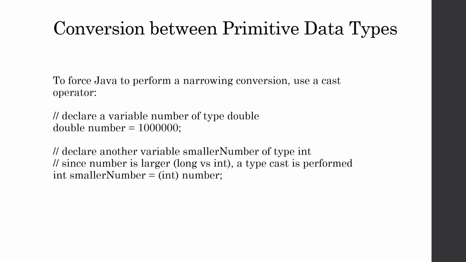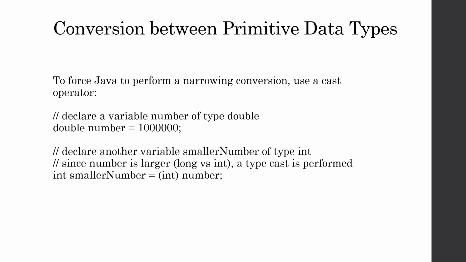So we can actually force Java to perform a narrowing conversion. In order to do that, we're going to use what is known as the cast operator. So we can start off by declaring a variable number of type double. So say maybe we create this variable. We'll call it number. It's going to be data type double. And we're going to assign to it this value 1 million. We can then declare another variable. In this case, we'll call it something like smaller number of type int.